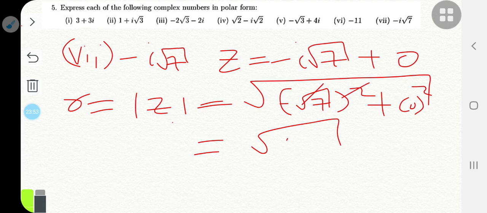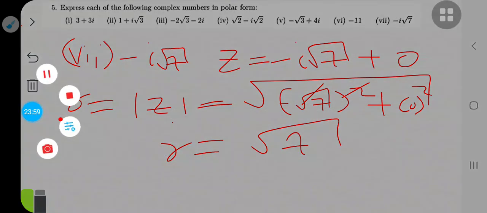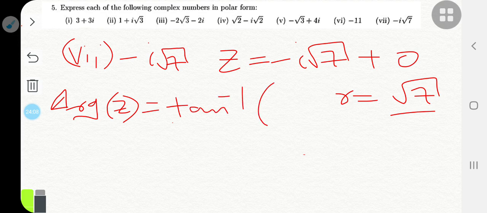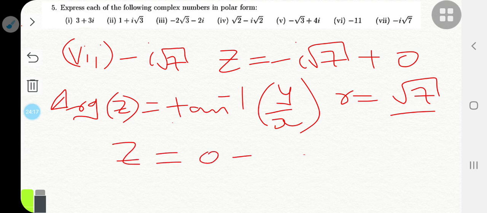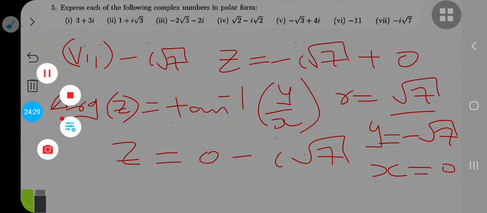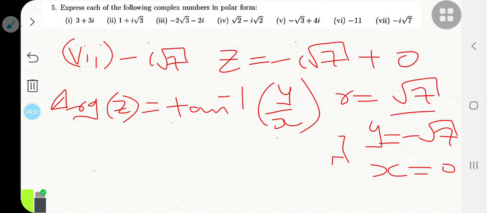So now from there, I'm going to have the root of 7 squared, the square and the square root will go, and I'll just have the root of 7. So my r is just equal to the root of 7. And then let me also find my argument of z, which is just equal to the tan inverse of y over x. Then you go back. What is my y? What is my x? So relating that in order, my z is just equal to 0 minus i root 7. Then now my y is just equal to the negative root of 7, and my x is equal to 0.